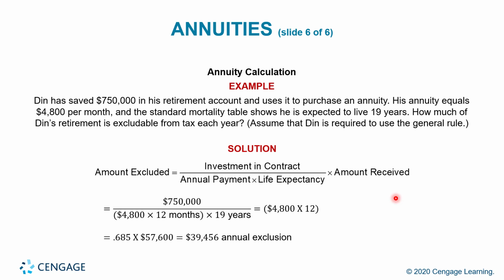And so again, this is the calculation for the general rule. You have the investment in the contract of $750,000, which is represented here, $4,800 per month, 12 months in a year, and the mortality table says he is expected to live 19 years. So that's a life expectancy of 19 years. And then the amount received, that's the 4,800 times 12 months. That's identifiable here. Once you calculate this part of the equation, it will come out to 0.685 times 57,600, which is 4,800 times 12. And so his annual exclusion will be $39,456.